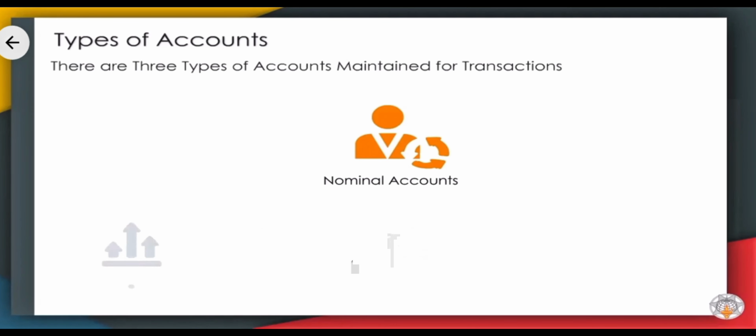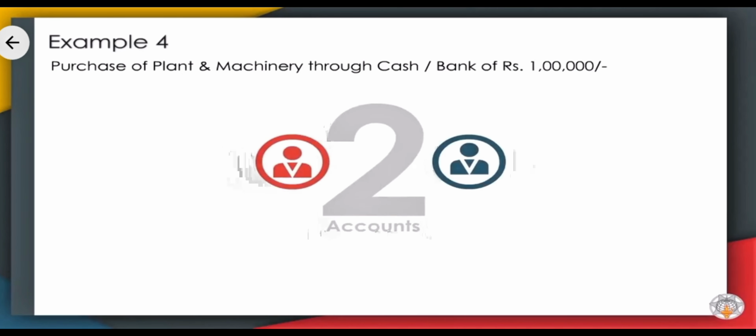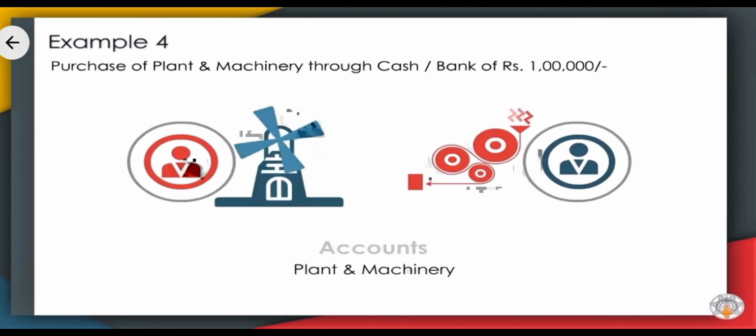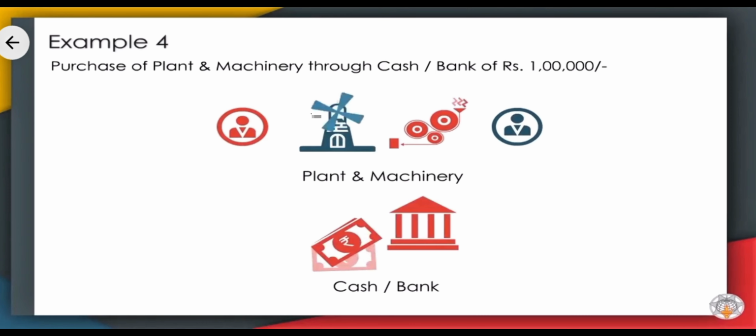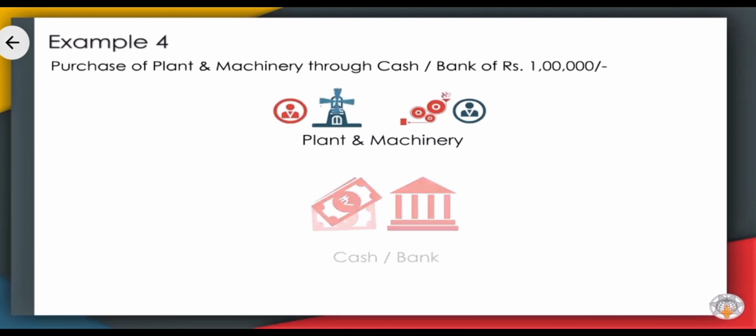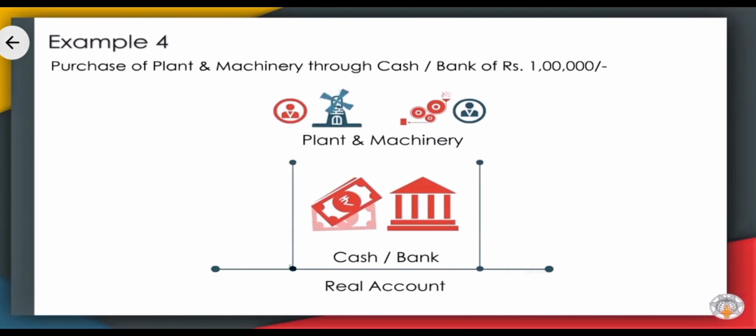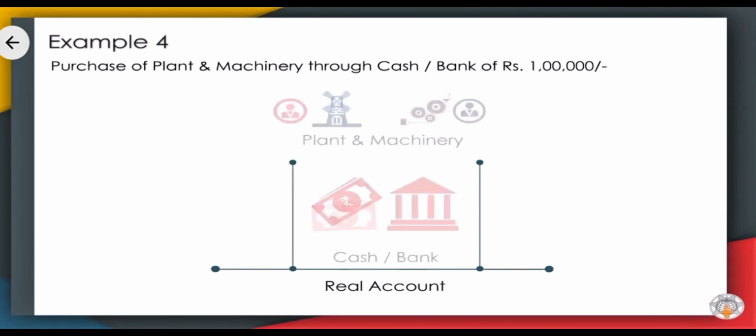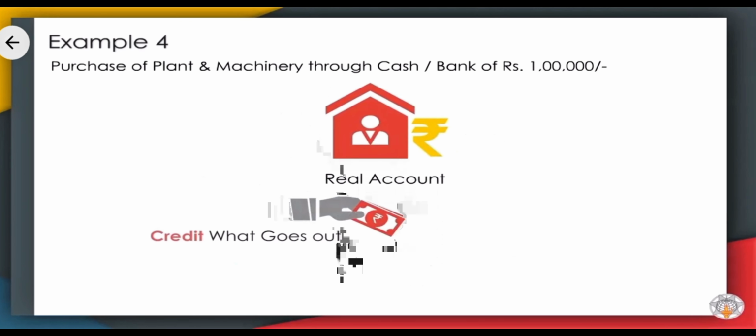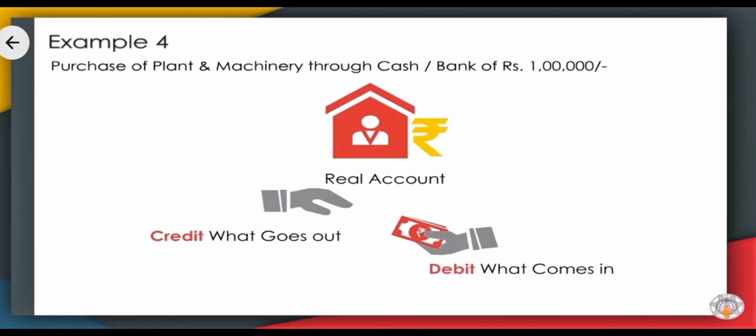Example 4. Purchase of plant and machinery through cash or bank of rupees 1 lakh. Two accounts which are affected are plant and machinery account and bank or cash account. Plant and machinery is our property, that is, it's a real account. Similarly, cash or bank is also a real account. As per real account rule, credit what goes out, debit what comes in.